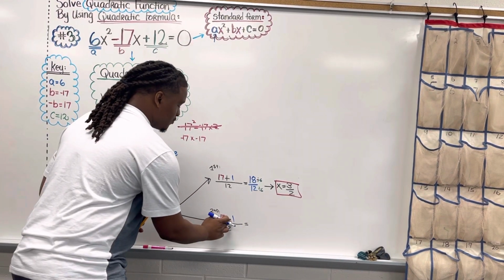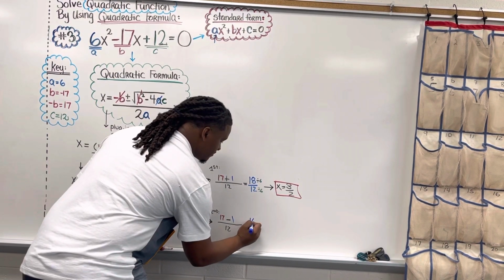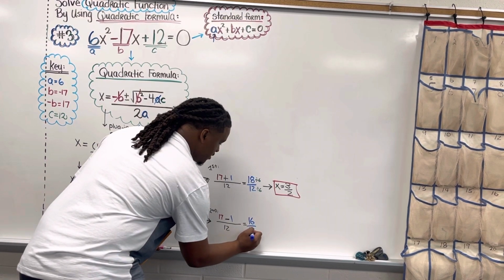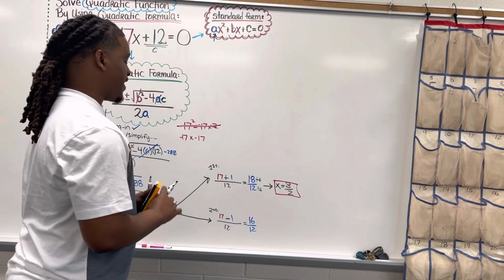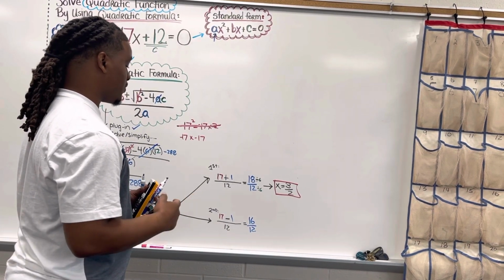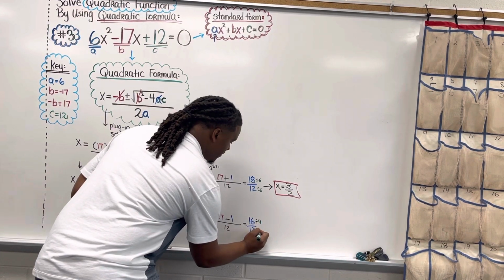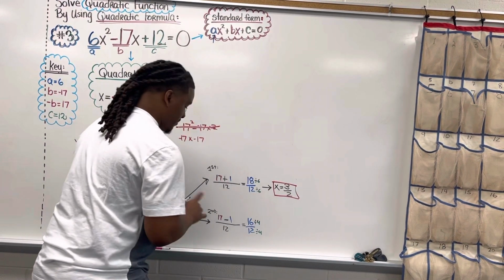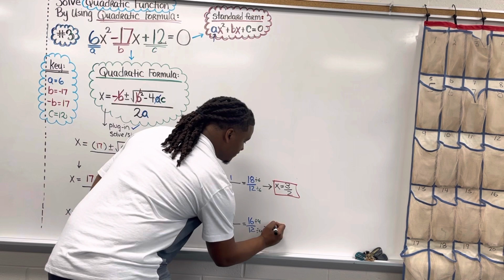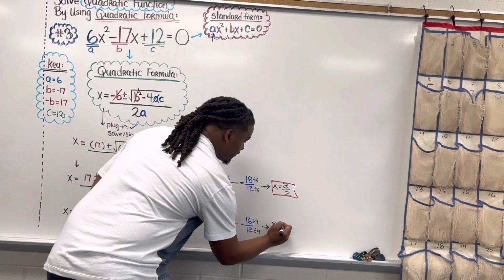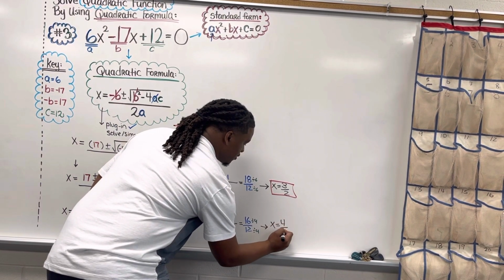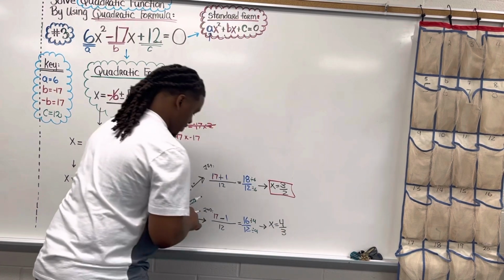Okay, let's do the last one. 17 minus 1 is 16. So I have 16 over 12. All right, a common factor between 16 and 12 is 4, so I can divide by 4, top and bottom. 16 divided by 4 is 4, and 12 divided by 4 is 3. So it's going to be 4 over 3, okay?